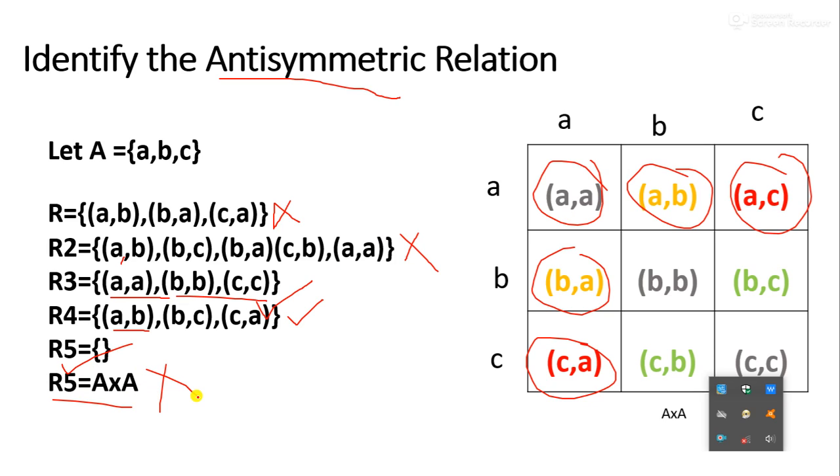In an antisymmetric relation, we don't allow both symmetric pairs. If one of the symmetric pairs is there in a relation, then we don't need to have the other symmetric pair. But in an antisymmetric relation, we allow the diagonal elements.